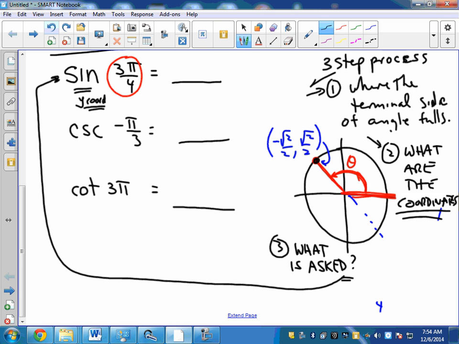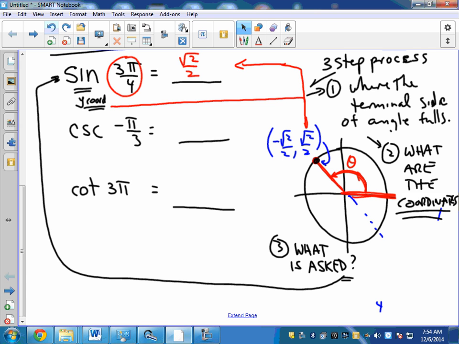By definition, the sine was the y-coordinate. So now we can answer this question. We go and we find the y-coordinate, which is right here, and that will be the answer to this problem. So the square root of 2 over 2. You know, again, that's a long explanation for a process that should not take a long amount of time.